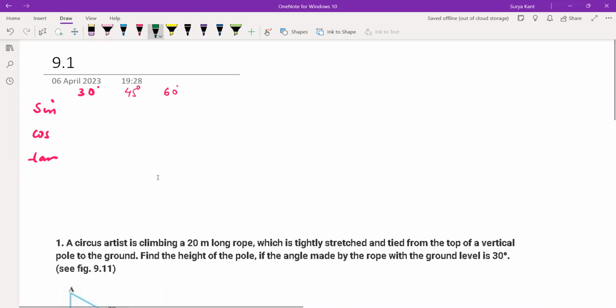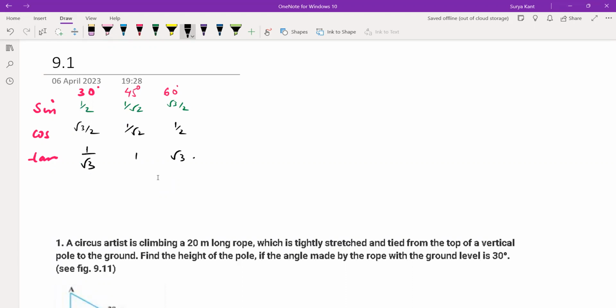So sine 30 is 1 by 2, then 1 by root 2, and this is root 3 by 2. And cos we write from the back: root 3 by 2, 1 by root 2, and 1 by 2. For tan: 1 by root 3, 1, and root 3.